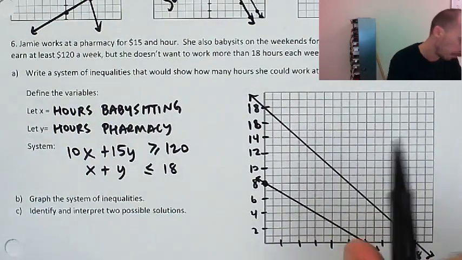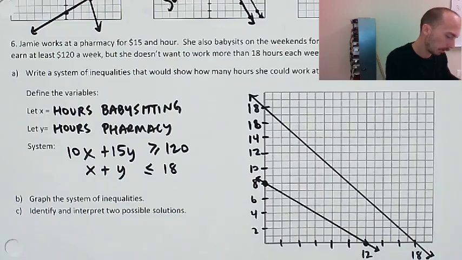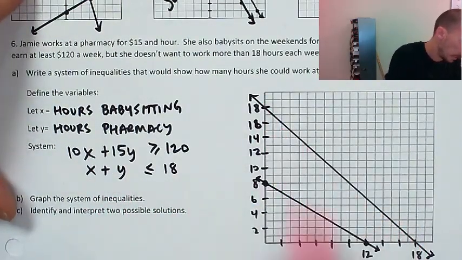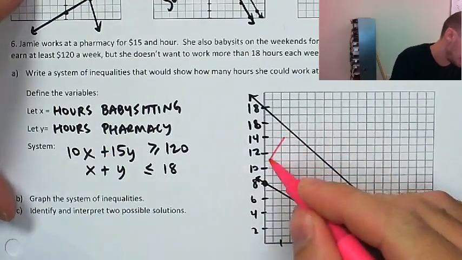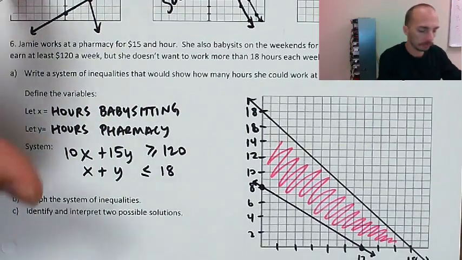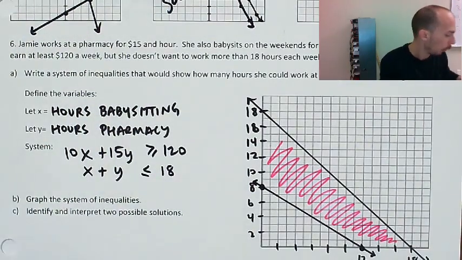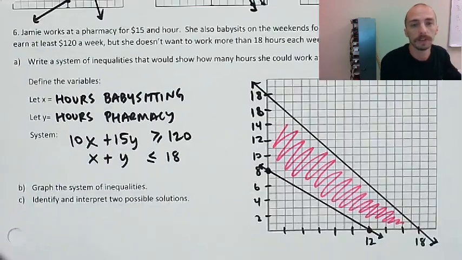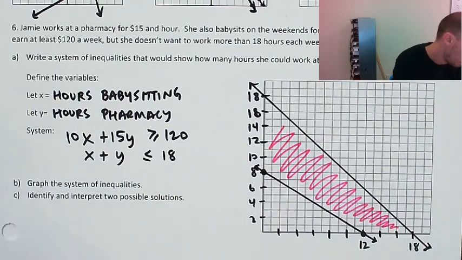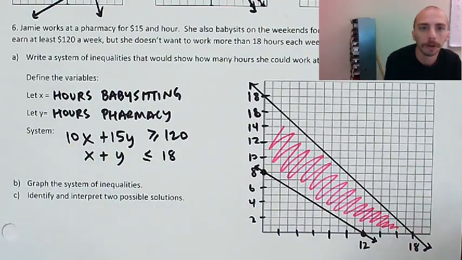Okay, graph the system of inequalities. Well, it's where the solution region is going to be, where I'm below this line and above that line. So this is kind of the region of different combinations that Janine is going to be able to work while getting at least $120 a week and not working more than 18 hours. So I guess not neglecting her studies. Okay, so identify and interpret two possible solutions. I'll do a couple, or maybe more than two is what I'm saying.